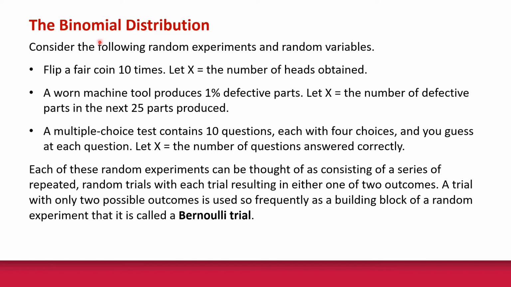So let's take a look at how this comes up. So consider the following random experiments and random variables. Let's say we flip a fair coin 10 times. We let x be the number of heads produced. So x here is our random variable.